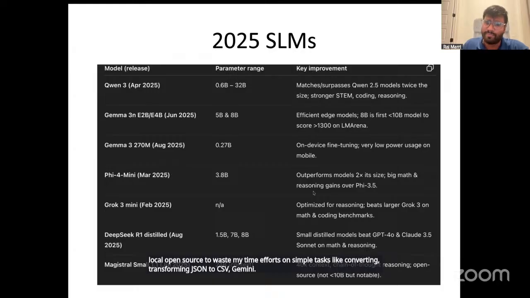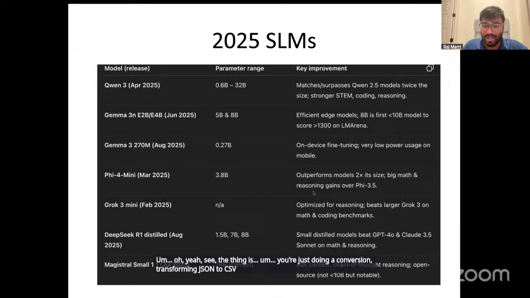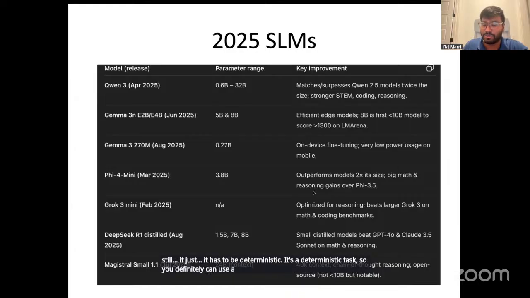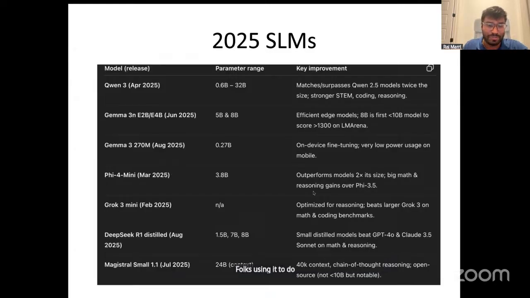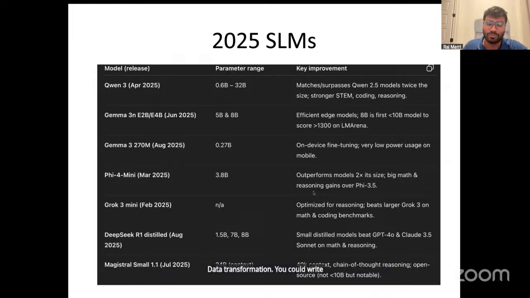See, the thing is, you're just doing a conversion, transforming JSON to CSV. First of all, data transformation is a deterministic task, so you can definitely use a script to do that. JSON to CSV, you don't even need an SLM or LLM. Yes, there are folks using them for data transformations, but you could write Python code and do it at scale, maybe in your data warehouse.